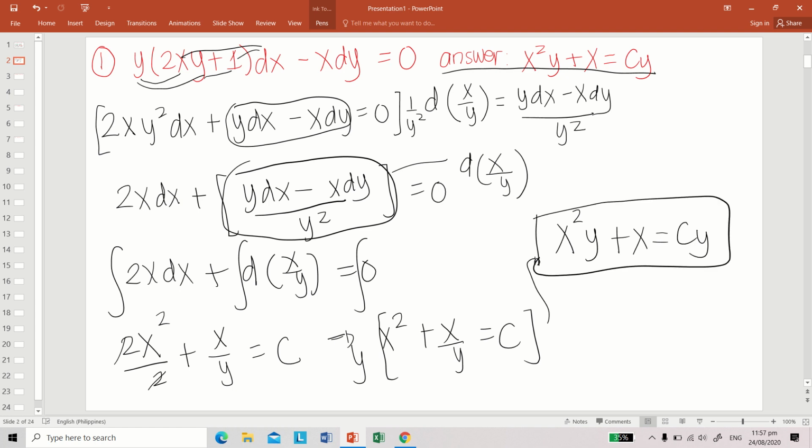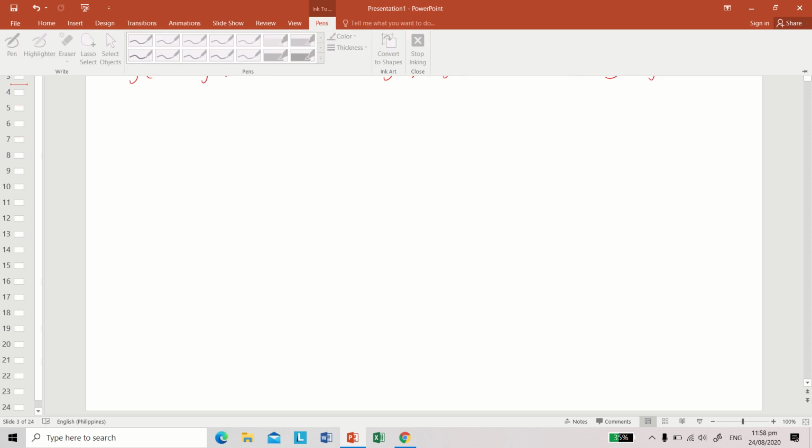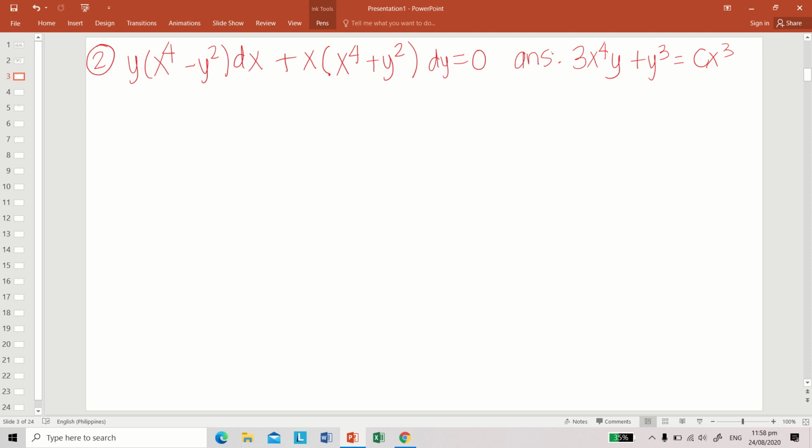So now let's try a more complicated problem. We are given that y quantity x to the fourth minus y squared quantity dx plus x quantity x to the fourth plus y squared quantity dy is equal to 0. So the first thing that I'm going to do is distribute y and dx all throughout our equation, and then also distribute x and dy on these terms.